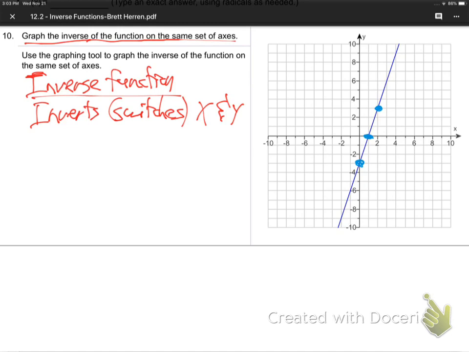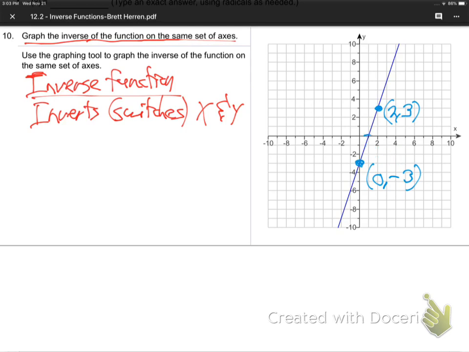So those points hit right on clear grid marks. Like, what's the coordinates of this point? It's over 2, up 3. And what's the coordinates of this point here? It's over 1, up 0. And what's the coordinates of that point right there? It's over 0, down 3, right?